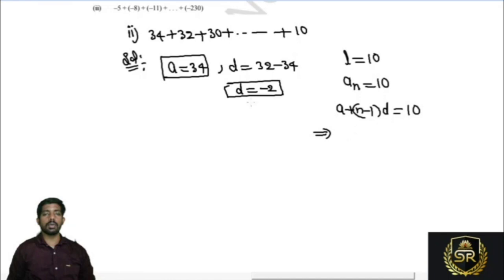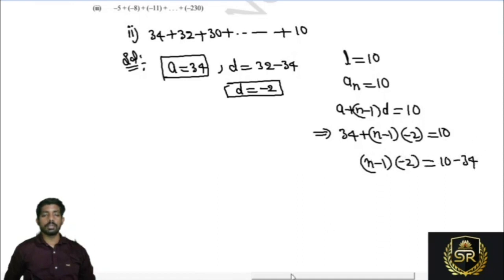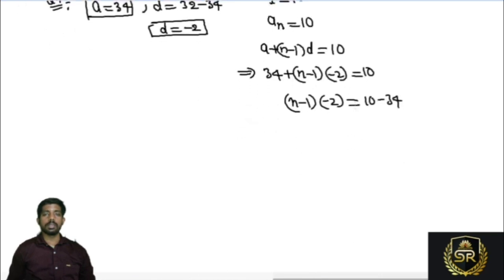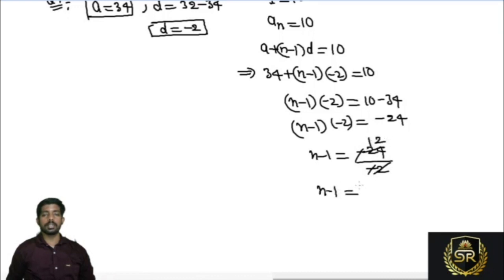Okay. Here a value we know. a value is 34 plus (n minus 1) into d value, which is minus 2, is equal to 10. So 34 send it to the right hand side. (n minus 1) into minus 2 is equal to 10 minus 34. So this is minus 24. Minus 2 send it to the right hand side, it will become n minus 1 is equal to minus 24 by minus 2. Minus minus cancel, 2 ones are 2, 2 twos are 4. So n minus 1 is equal to 12.